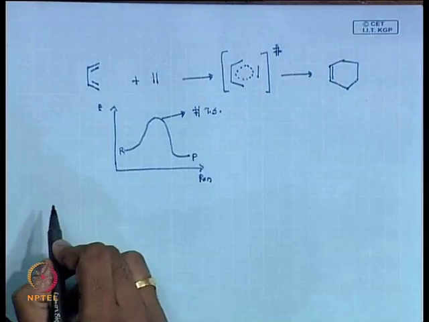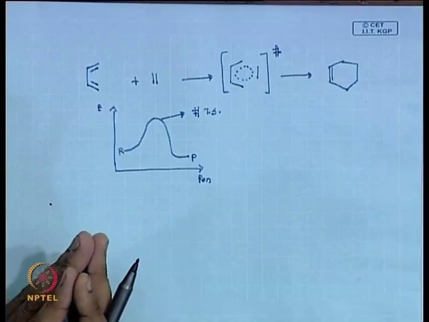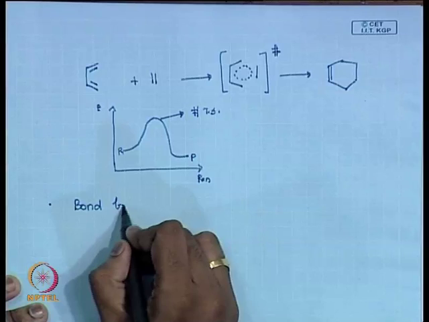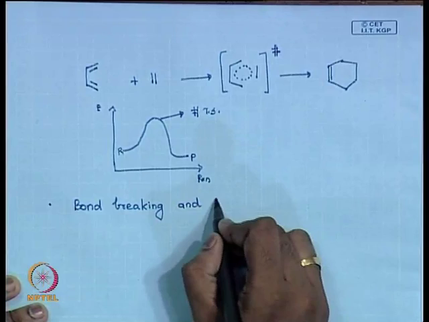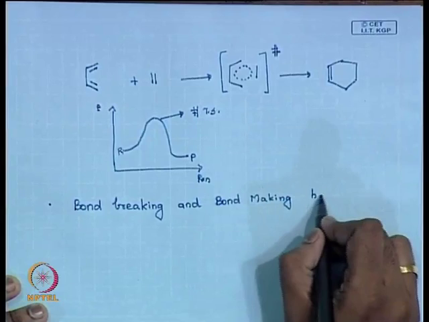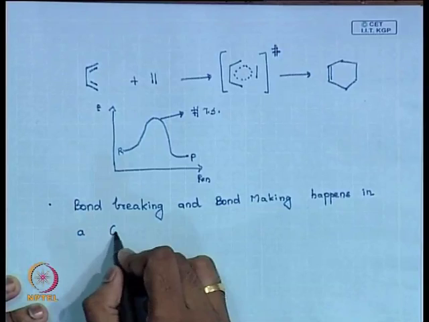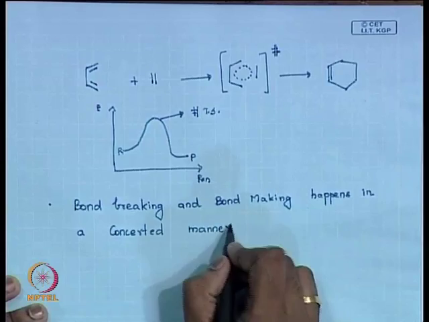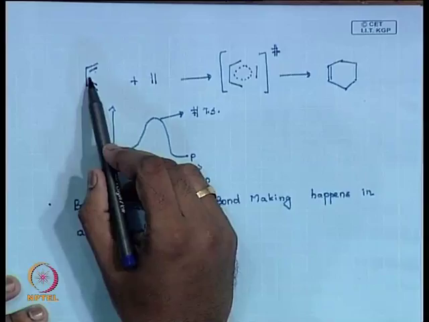The first thing that comes to your mind is what? Your bond breaking as well as your bond making process, right? Bond breaking and bond making happen in a concerted fashion or concerted manner. You can see the bond will be made here, and at the same time another bond can be broken. So both happen very concertedly, and it is simultaneous. That is the first thing about pericyclic reactions.